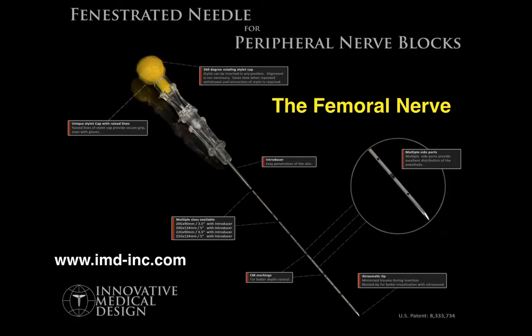Fenestrated needle is designed to perform nerve blocks without immediate proximity or contact between the injecting needle and the nerve. In this section, we will demonstrate how the fenestrated needle may facilitate femoral nerve block.